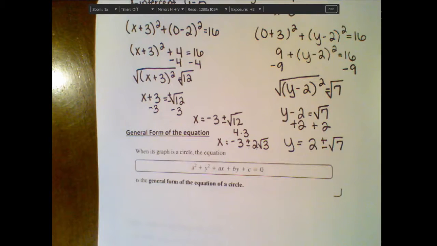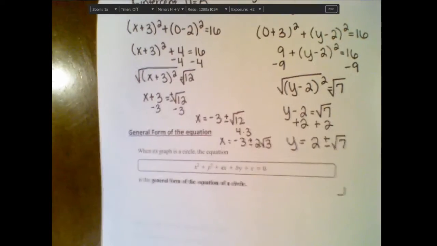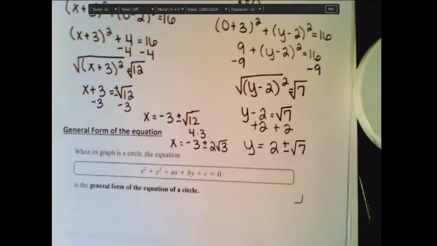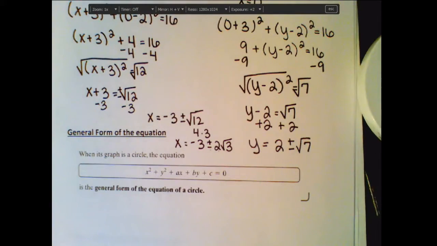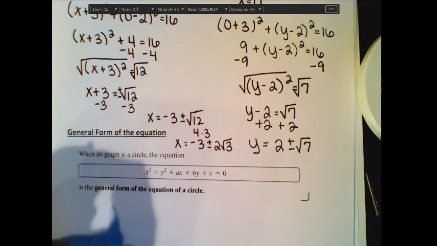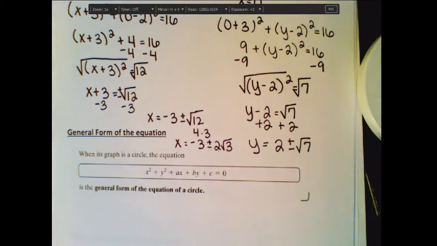Continue on with graphing circles. This is then the general form of an equation. So we have the standard form and the general form. Two pretty bland vocabularies for those equations, but that's what we have.